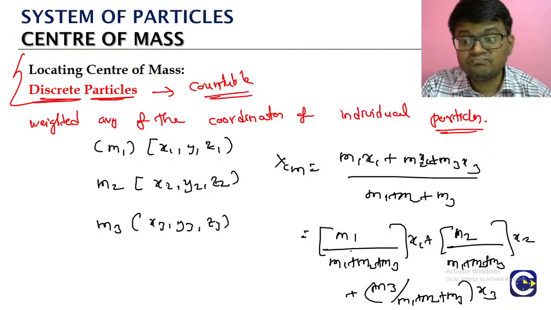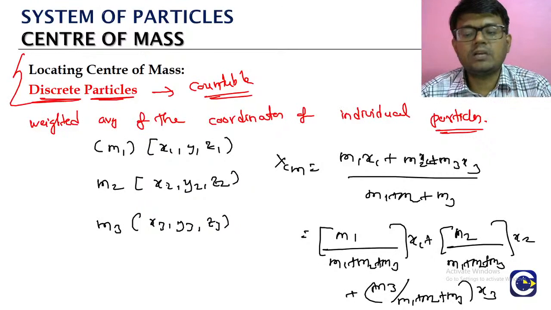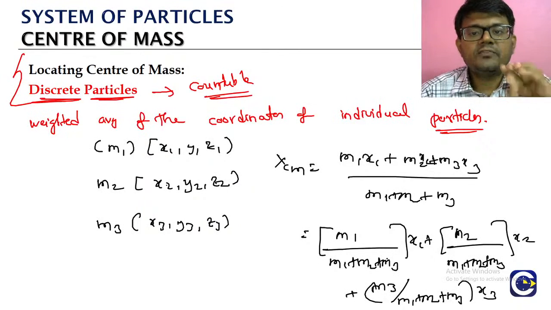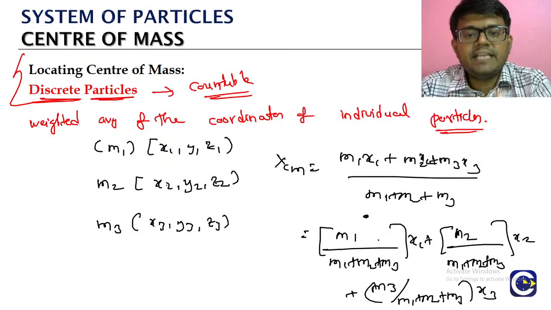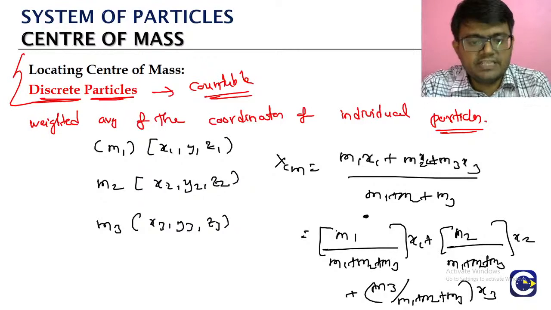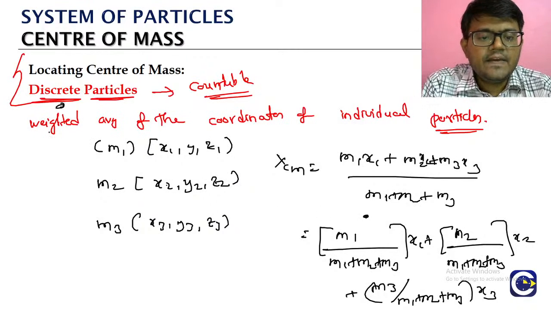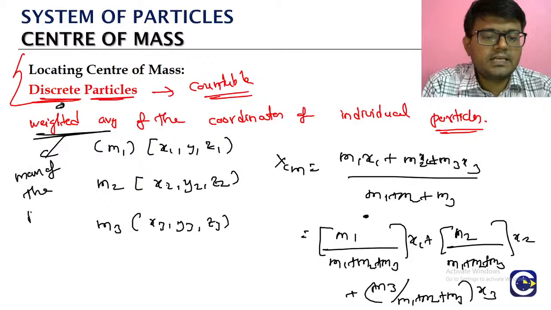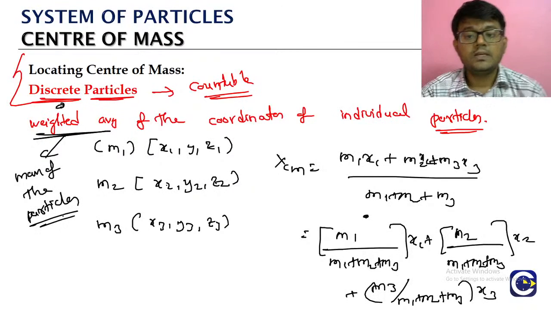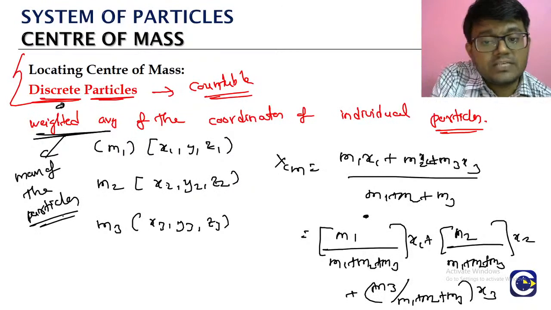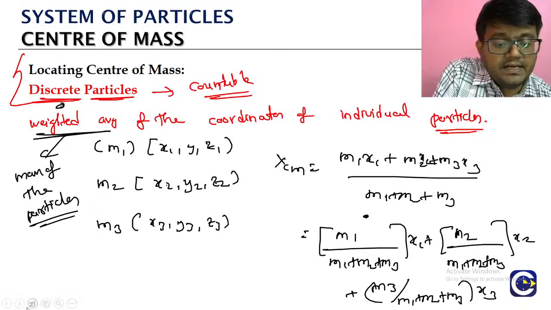So how is it given? The weight of the particle by total weight. Means the weight fraction is taken as the weightage. So it is like the weighted average. What is the weightage based on? The weightage is based on the mass of the particles. Okay, so the center of mass x coordinate is m1 x1 plus m2 x2 plus m3 x3 divided by m1 plus m2 plus m3, like that.